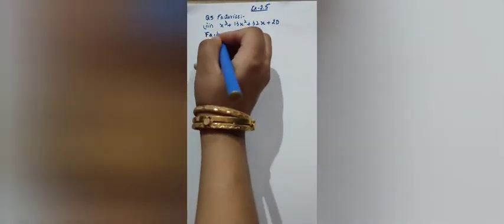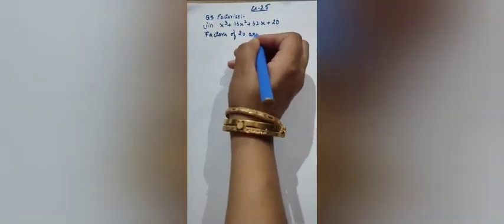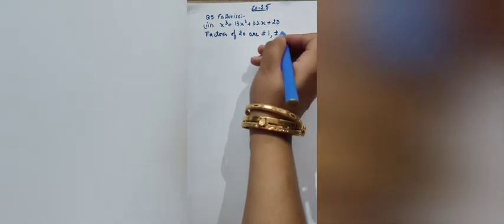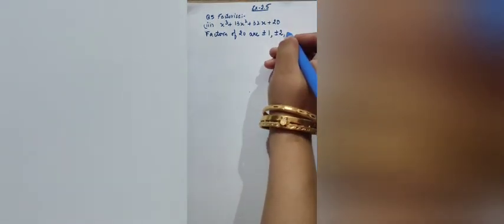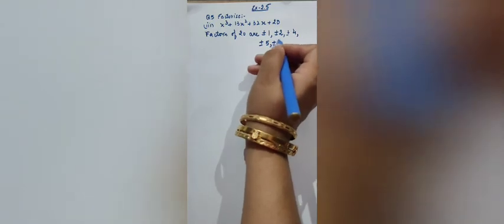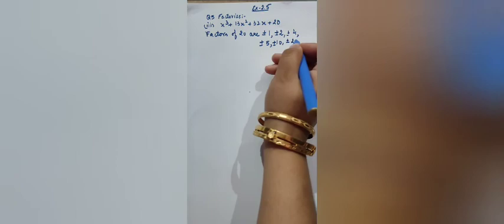Firstly, I told you in the first part what we have to do. Yes, we have to find the factors of the constant term. So here the factors of 20 are plus minus 1, plus minus 2, plus minus 4, plus minus 5, plus minus 10, plus minus 20.